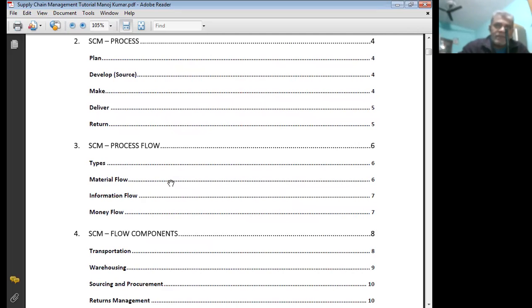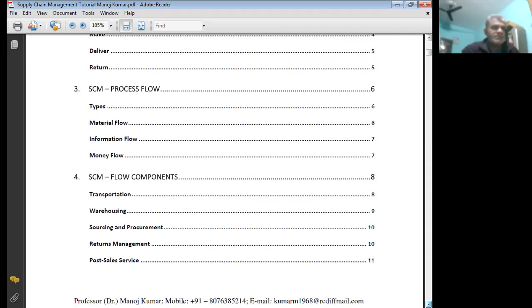Types of supply chain management flow: material flow, information flow, and money flow in the case of supply chain management. There are three types of flow in the case of supply chain management: material flow, information flow, and money flow. And we will learn about these three types of flow of supply chain management.